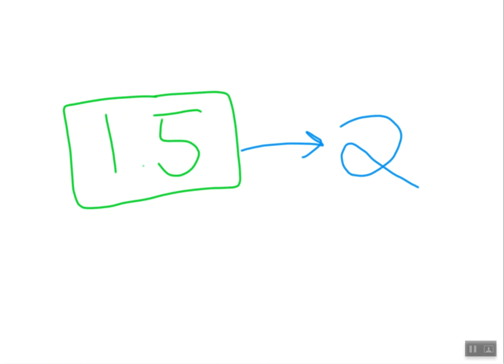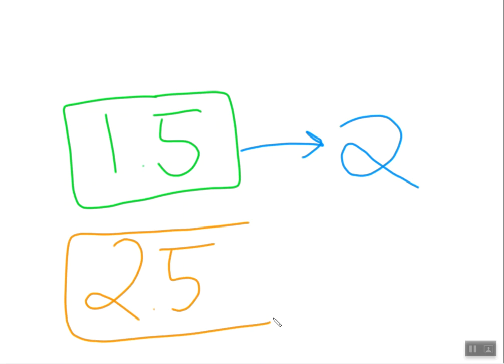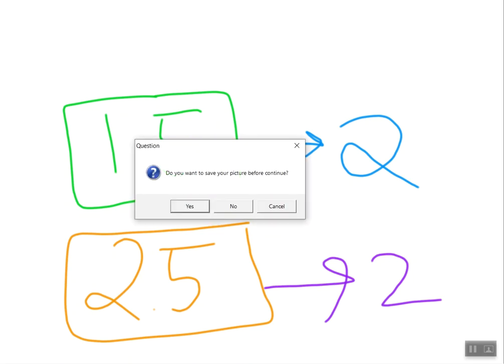Okay, so what if we have 2.5? Well, this will actually round down to 2 as well. And that's what's different between regular rounding and significant figure rounding. So that was the last concept we had for today.